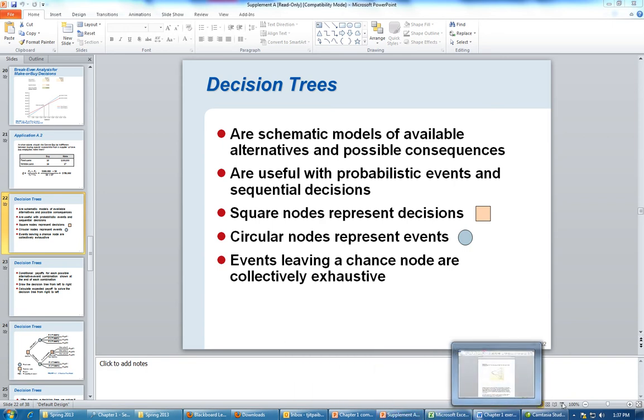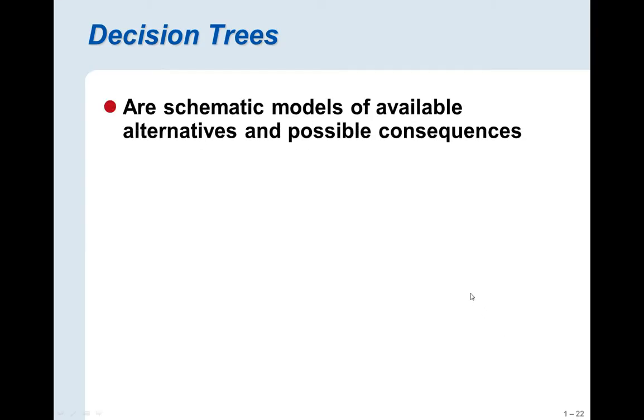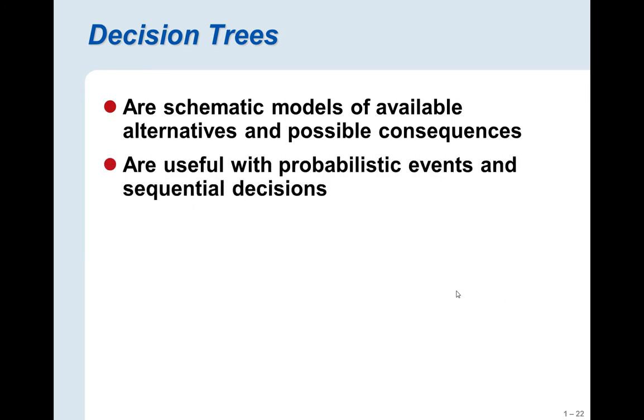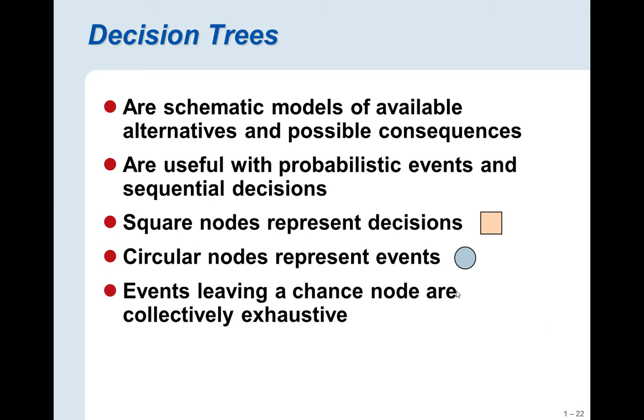Next concept we are going to focus on is another tool we call the decision tree. A decision tree is a schematic model that can be used for multiple consequences and many alternatives. And for this type of tool we are going to use a visual representation.